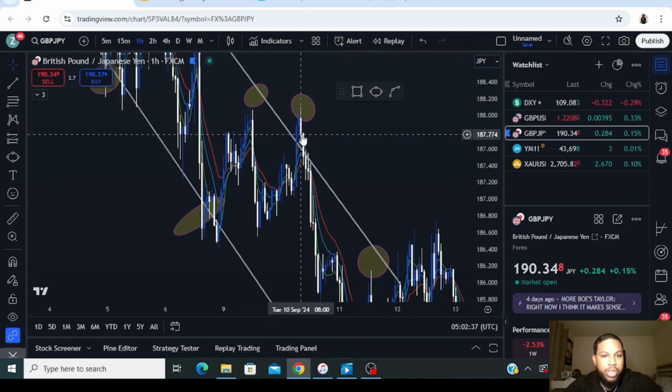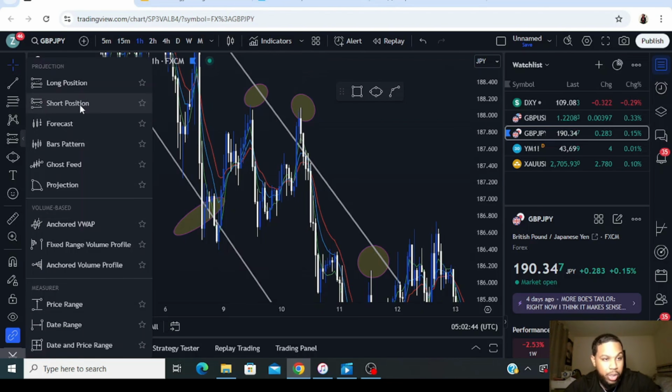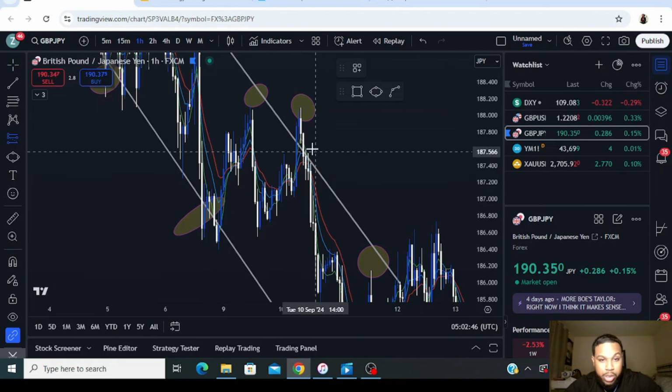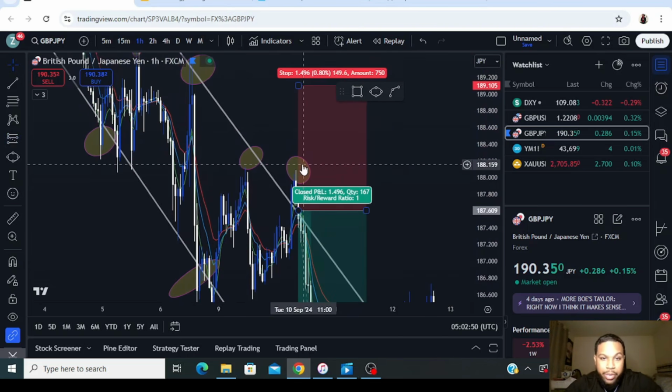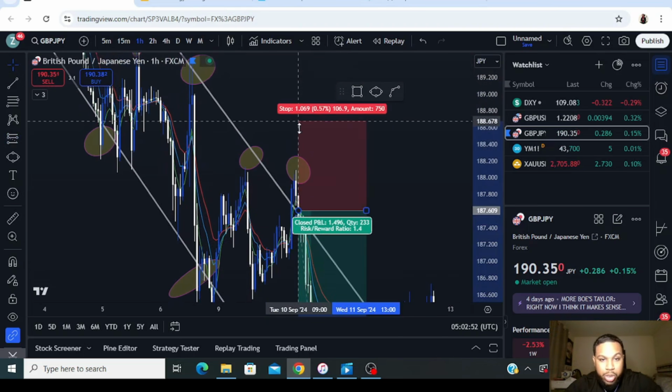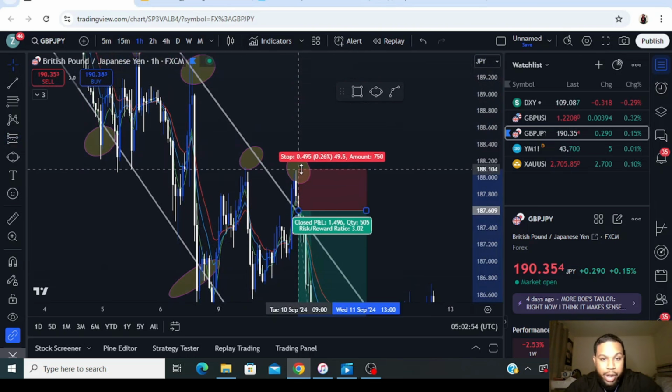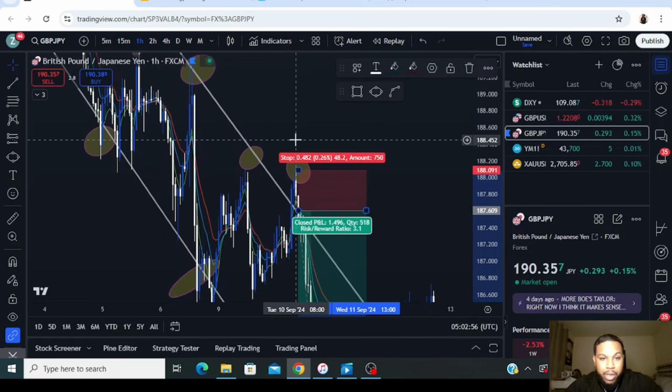And now that you know the sellers are in control, it's safe to go ahead and enter on this second one. So I'm going to go ahead and simulate this with a short position. Put my short position right there. Now, in this case, my stop loss would go right above the previous high.